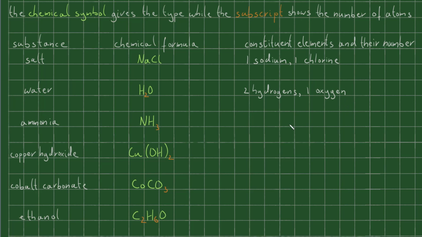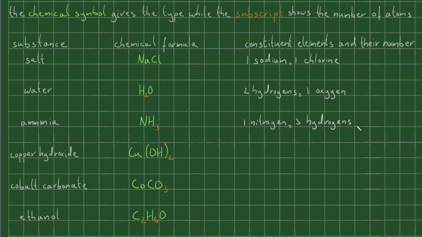Moving on. The next one is ammonia. The chemical formula is NH3. The chemical symbol N stands for nitrogen, so I have one nitrogen. The 3 in the subscript after the H tells me that I have three hydrogens. And so I can say that ammonia is made up of four atoms, one nitrogen and three hydrogens.